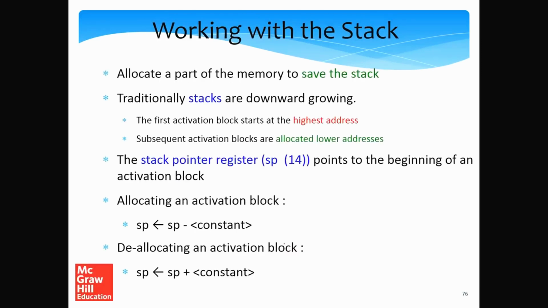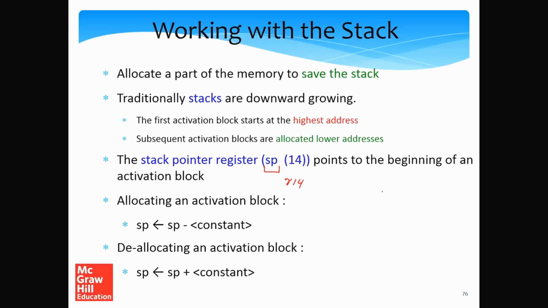Now, working with the stack, we allocate a part of the memory to save the stack. As I had mentioned, stacks are downward growing. So we dedicate one register in our set of 16 registers, particularly register 14, R14. We call it the stack pointer register. It is also called SP, so it's either SP or R14. This points to the beginning of an activation block, and so it also points to the top of the stack, right?